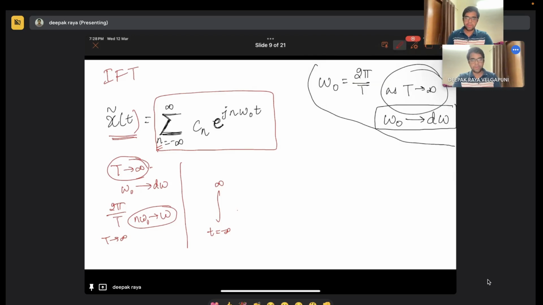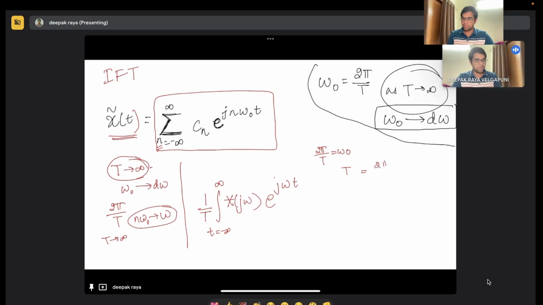Now we have seen Cn is nothing but X of j omega, and T Cn is equal to X of j omega, from the previous equation. So what we get is 1 by T here, and e power j n omega naught t, where n omega naught will tend to omega, and t will be the same. Now we can replace T: 2 pi by T is omega naught, so T is 2 pi by omega naught.